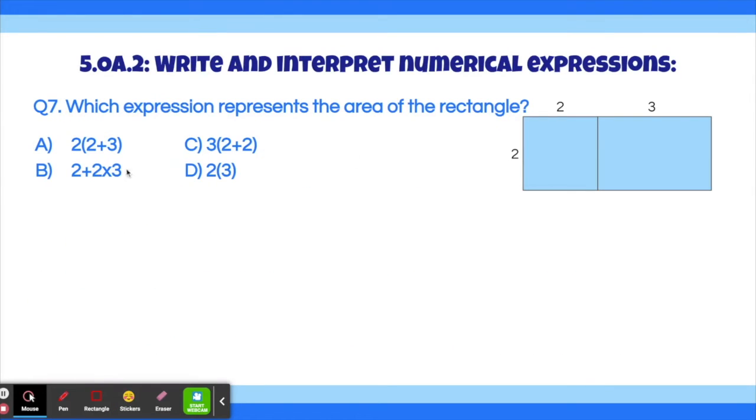Okay, question 7. Which expression represents the area of this rectangle? And we have our answer choices here. I'll give you guys a few seconds to solve this problem.